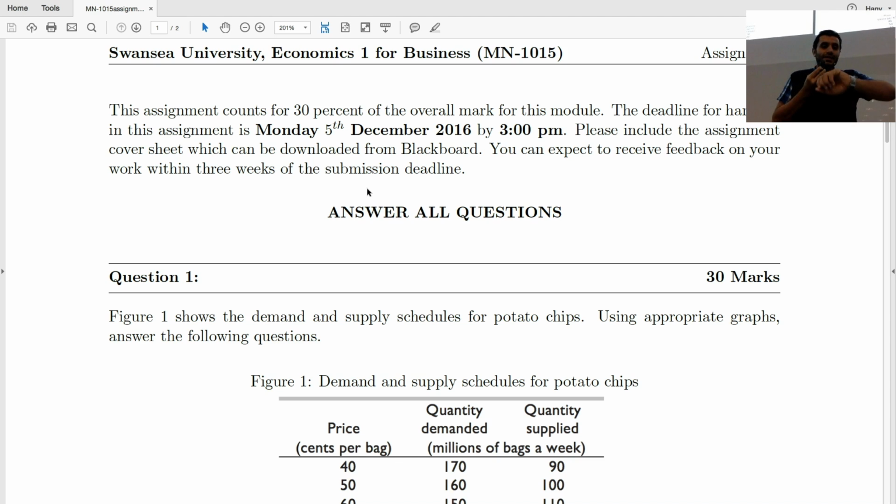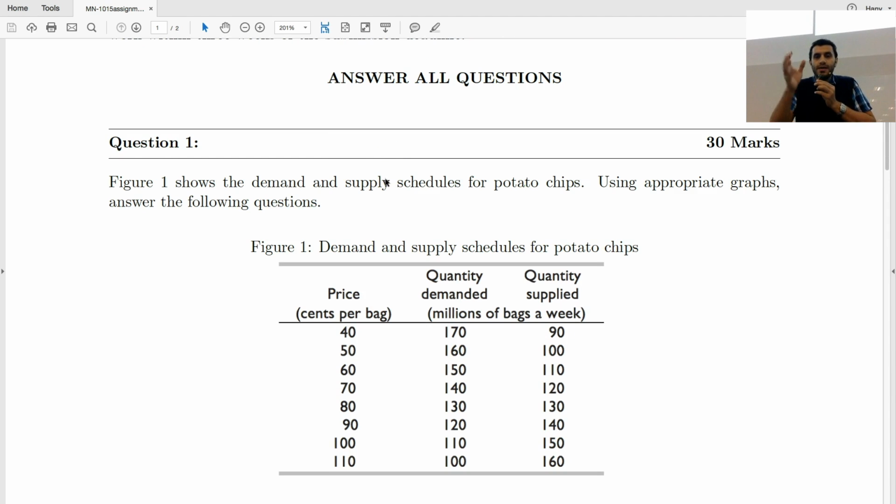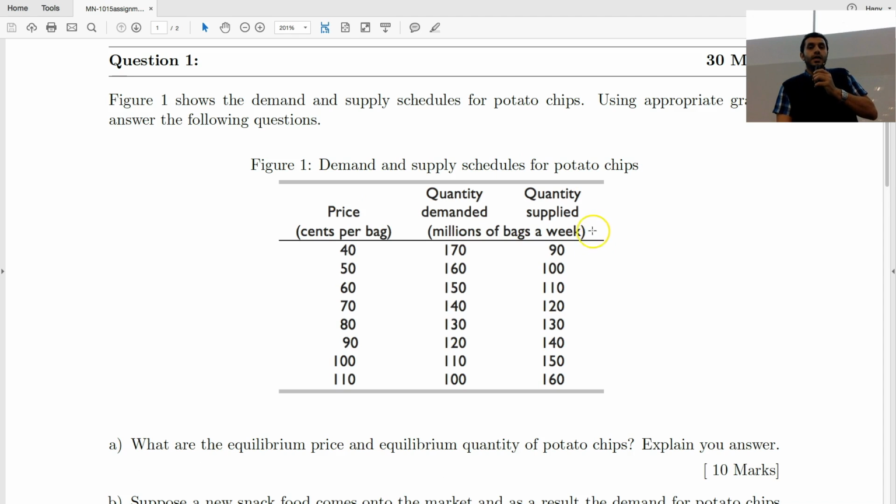Okay, looking at the assignment very quickly, question 1 shows you the demand and supply schedules for potato chips. So we have price, quantity demanded, and quantity supplied. There are different situations here. First, you need to tell me the equilibrium price and equilibrium quantity and explain your answer. You should use graphs, not just tell me.